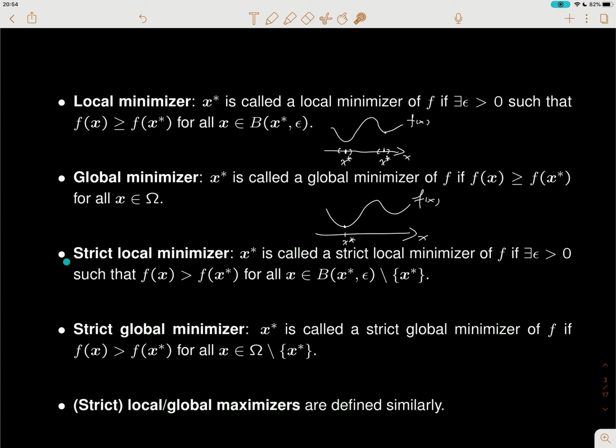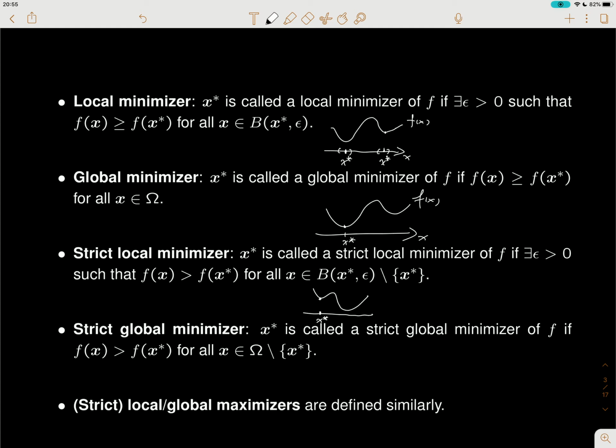Sometimes we may also consider strict local minimizers. So this means that within the neighborhood of x star, all the other points are taking function values strictly greater than f of x star. We'll see that, for example, pretty similar to the previous case. If you look at this point, this will be a strict local minimizer, right? Because it seems that this point right here has the smallest value, and all the other points in the neighborhood have a larger function value. Only this point itself has the smallest function value.